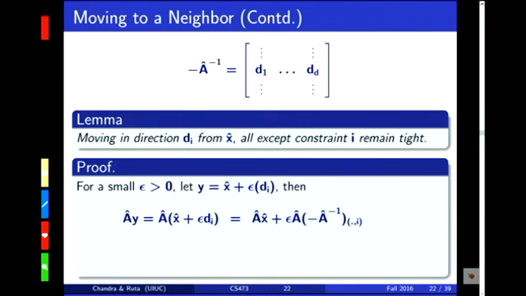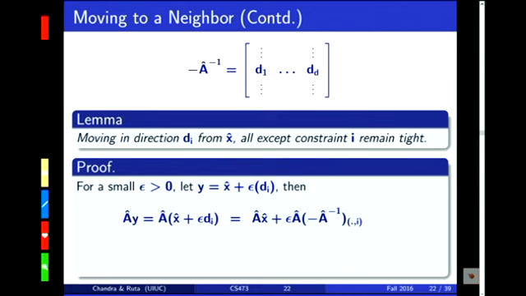Because let's say y is x hat plus epsilon di, that is just exactly saying that you are moving in the di direction from x hat. Now if you look at A hat y, that is exactly A hat x hat plus epsilon times A hat inverse, and then di is the ith column here. So let me just write it as minus this matrix and the ith column of that. That's what I mean by that.